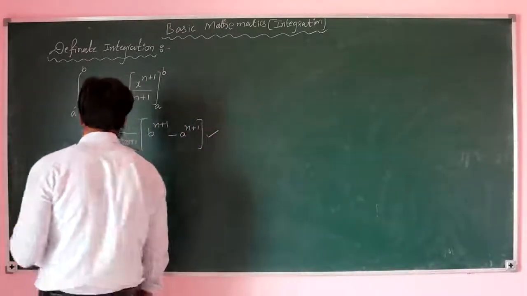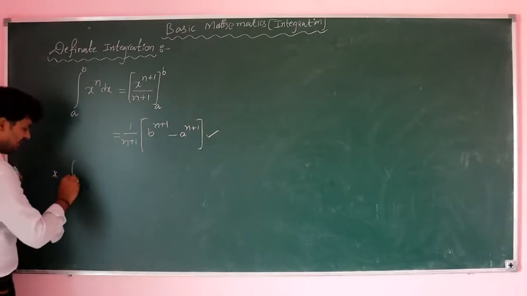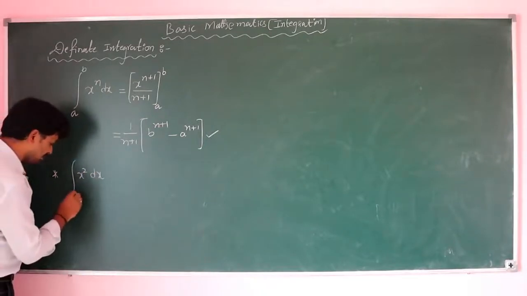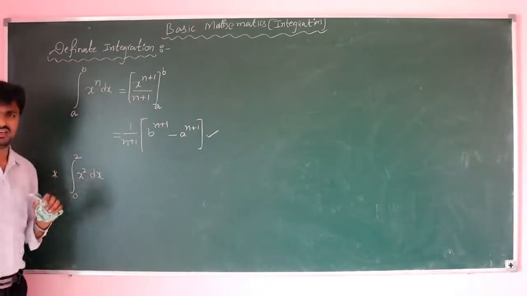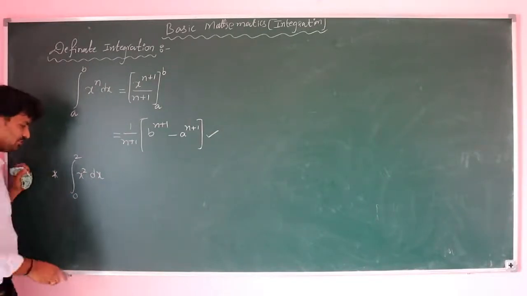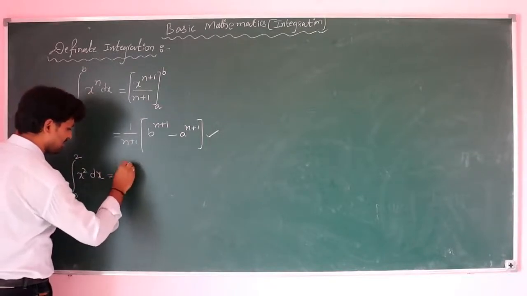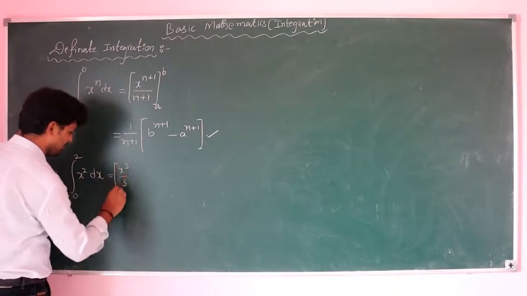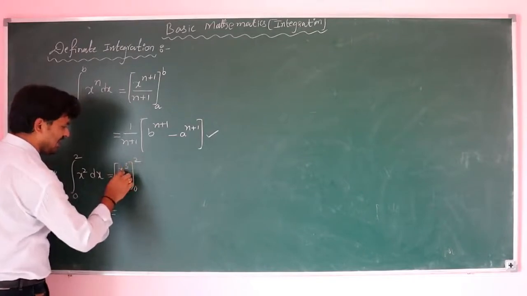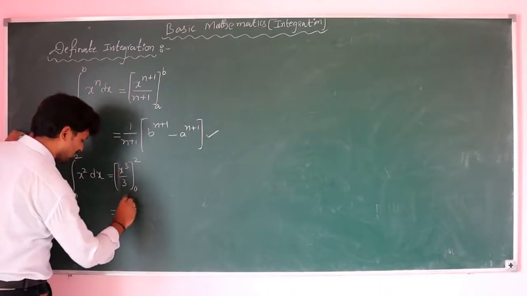So let's see some more examples. For example, integral x square dx with limits 0 to 2. That is equal to x cube by 3, with limits 0 to 2. How do we apply? Upper limit minus lower limit. Upper limit, 1 by 3 you can write common, no problem.